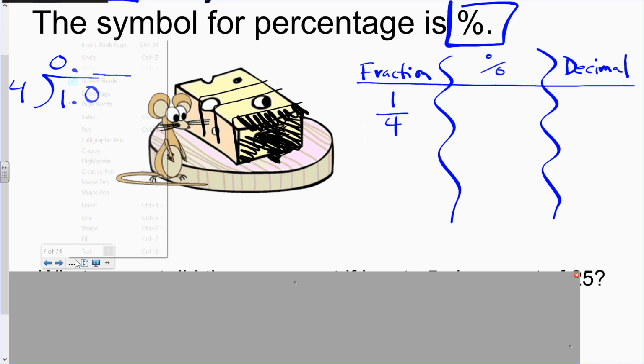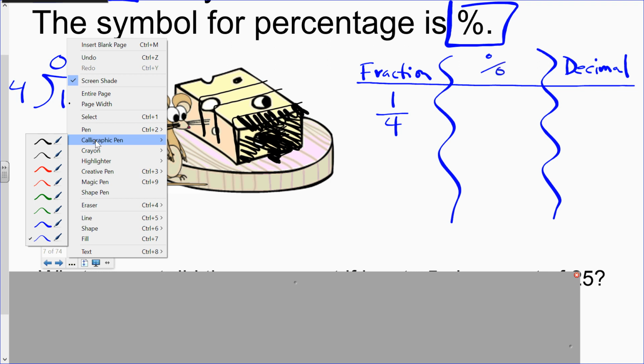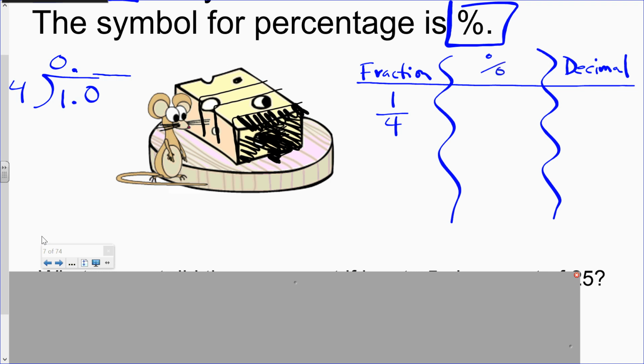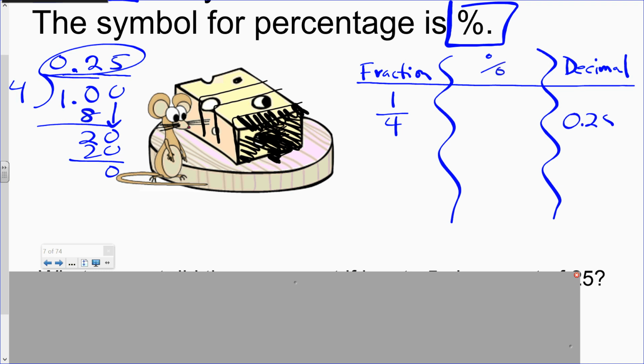So let's see. 4 goes into 10 twice. 4 times 2 is 8. 10 minus 8 is 2. Bring down a 0. Remember, like in elementary school? 4 goes into 20 five times. 4 times 5 is 20. No leftover. So here's your decimal, 0.25. So the decimal is 0.25, 25 hundredths.